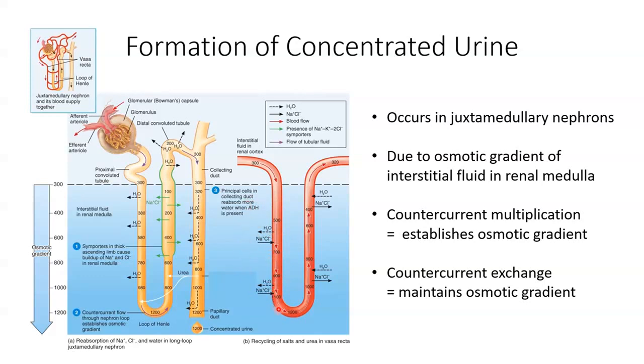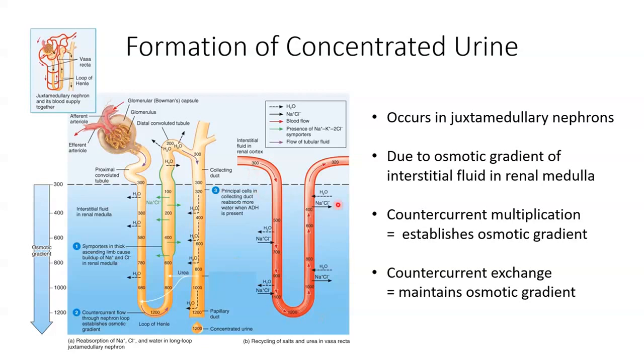As the blood then moves up the ascending limb of that vasa recta, we have the sodium chloride going from the blood in the vasa recta back out into the interstitial fluid, and then we have water going from the interstitial fluid back into the blood. The net result of this is that the blood leaving the vasa recta has only a slightly higher osmolarity than the blood entering the vasa recta.